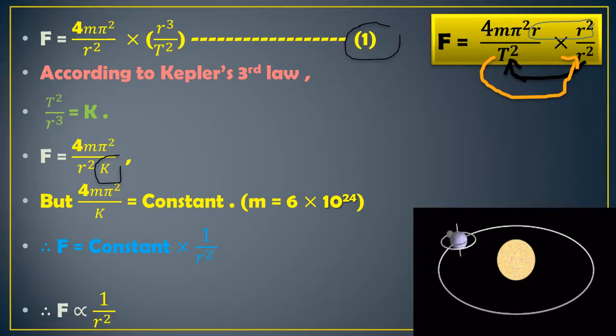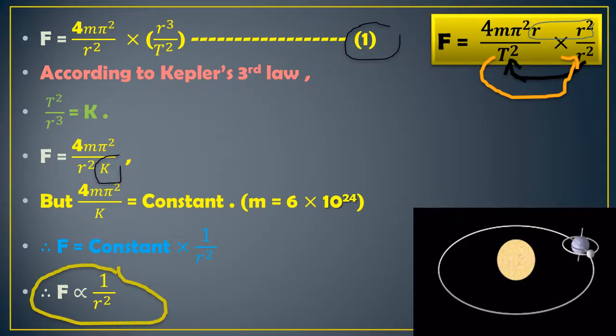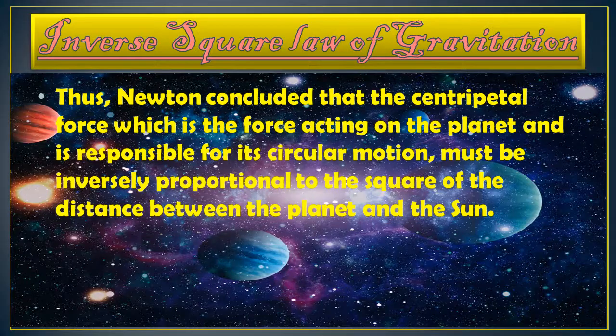So here if we apply the sign of proportionality, it will become F is inversely proportional to r square. That means if the distance increases, the force will decrease. Alright, so this is the derivation for our inverse square law.